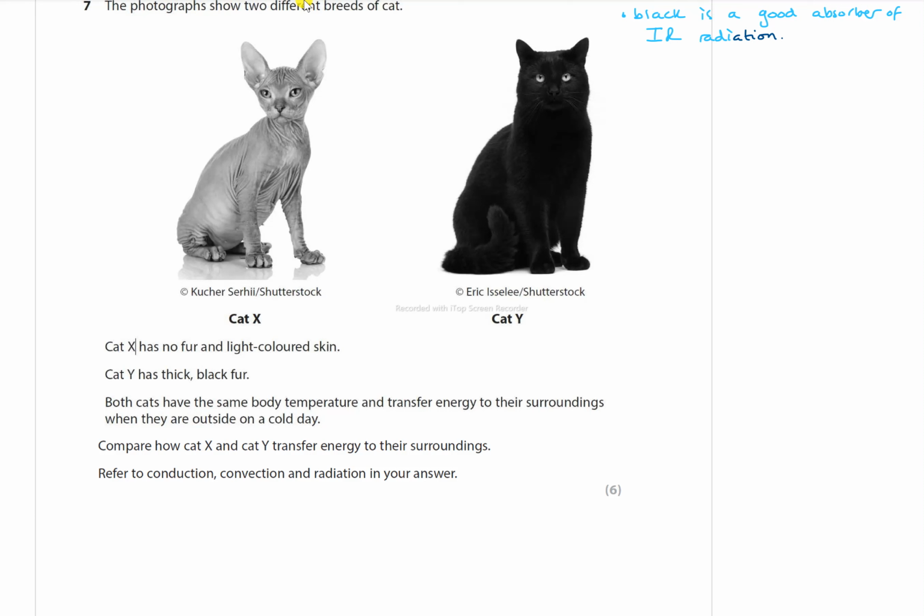Right, it's also a good emitter of radiation. White is a poor conductor, a poor conductor of infrared radiation.